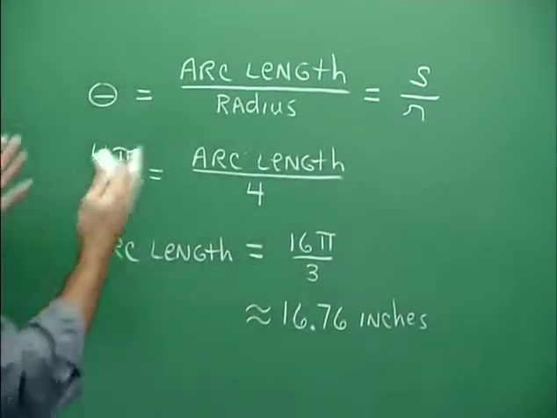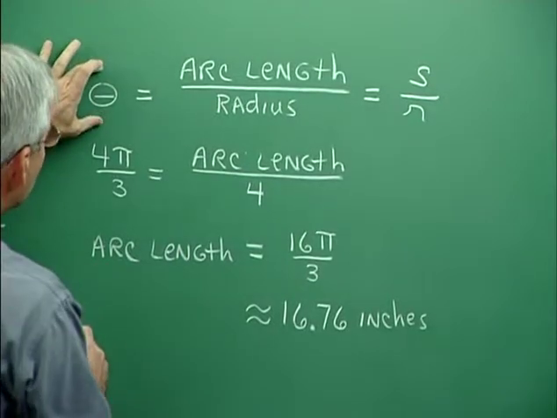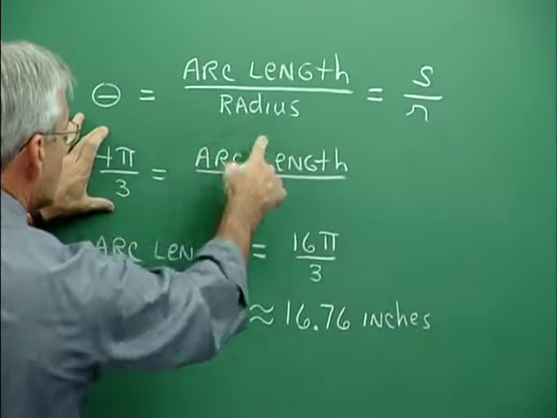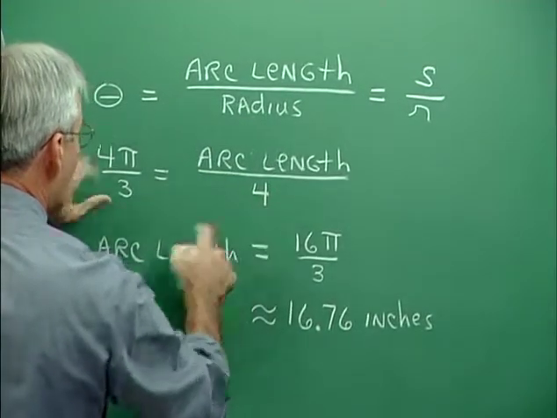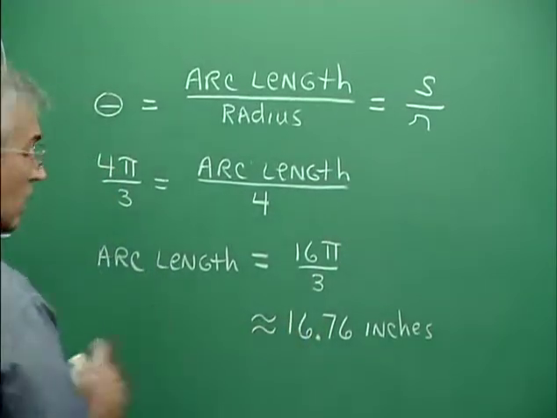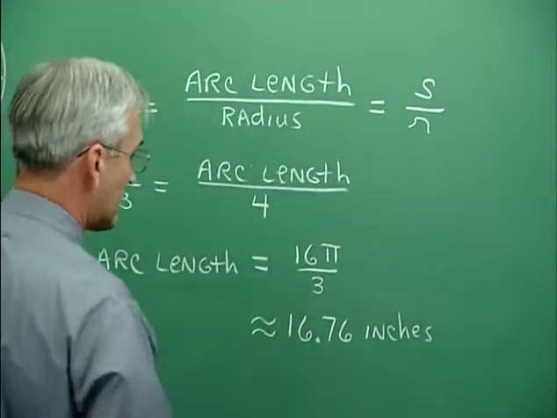Okay. Now, what do we know about this? Well, we know that theta, the angle here in radians, is 4 pi over 3. We know the radius is 4. So multiplying on both sides by 4, we find the arc length to be 16 pi over 3, or approximately 16.76 inches.